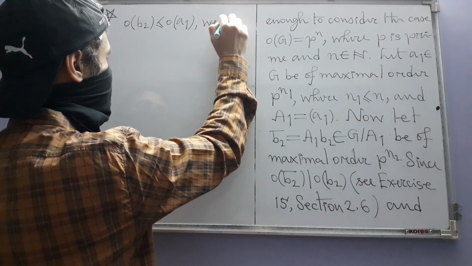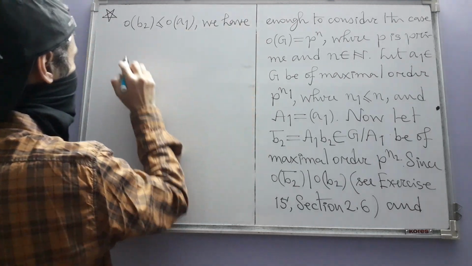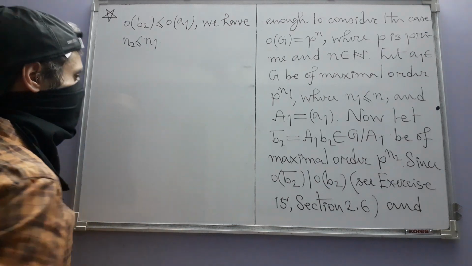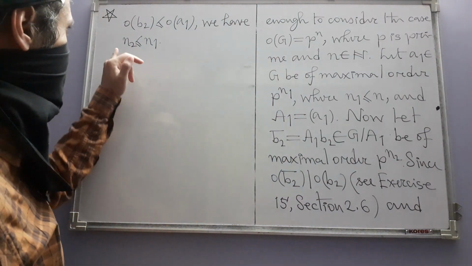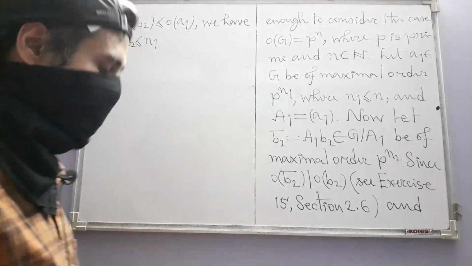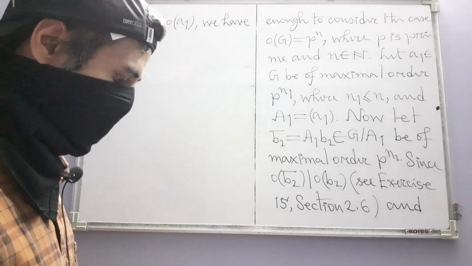So we have n2 less than or equal to n1. This way we have obtained an inequality involving only n1 and n2. Okay.